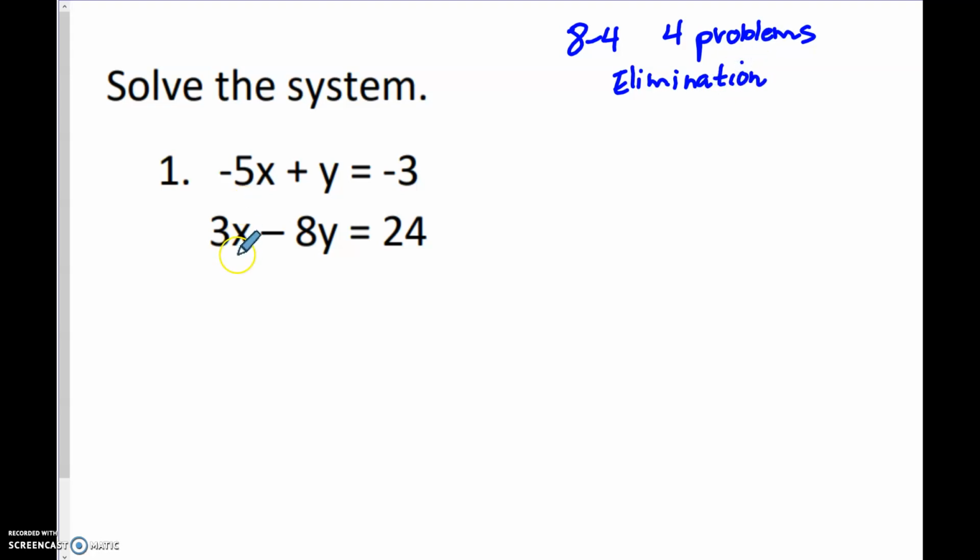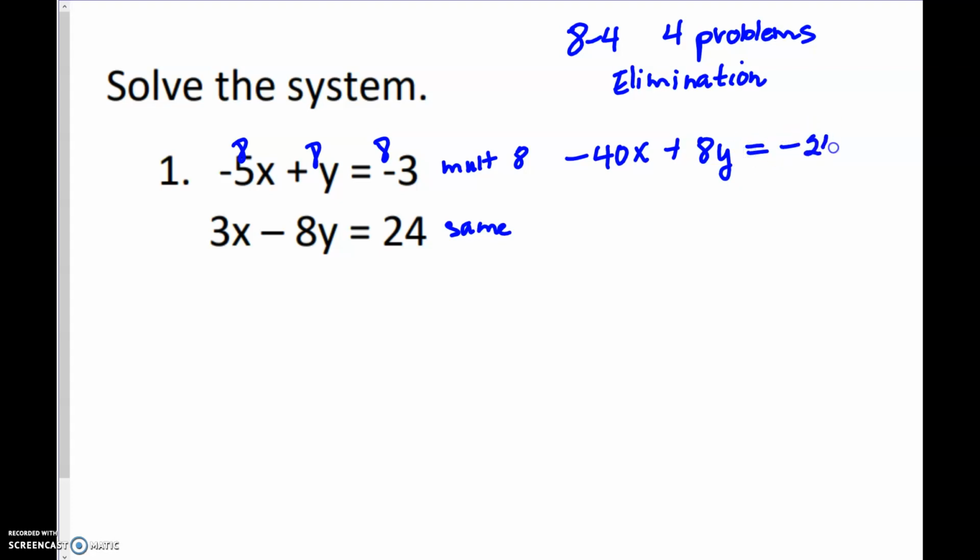Alrighty, so it looks like our x's do not eliminate, our y's don't eliminate, but what I can do here is I am going to multiply this top equation by 8, and I'm going to keep this one the same. So we get negative 5x. Whoa, I need to multiply everything by 8. It's the whole point of me doing this. Multiply by 8, multiply by 8, multiply by 8. So we get negative 40x plus 8y equals negative 24. And I'm going to keep the bottom one exactly the same as it is.